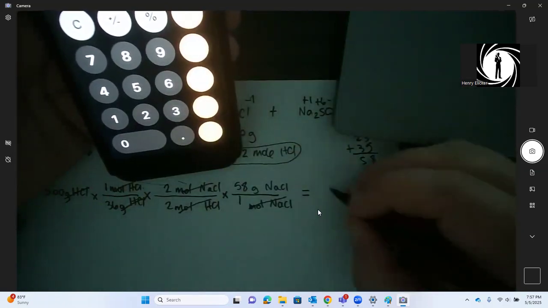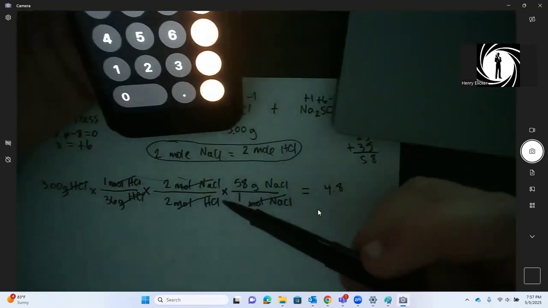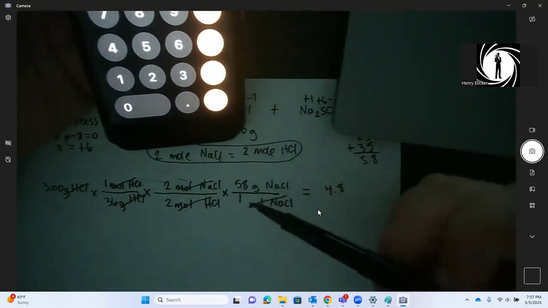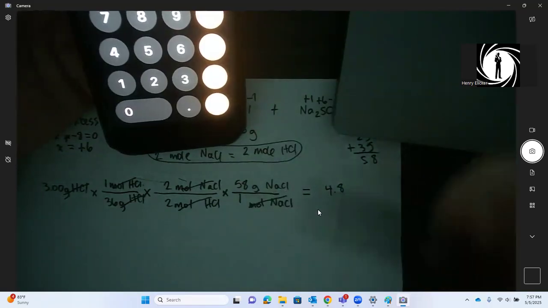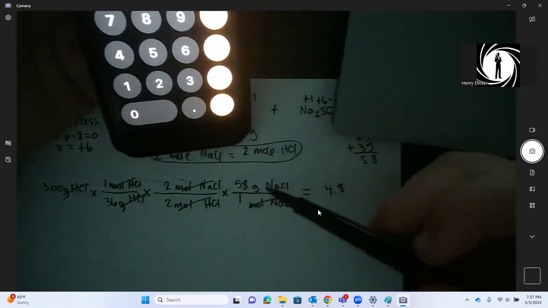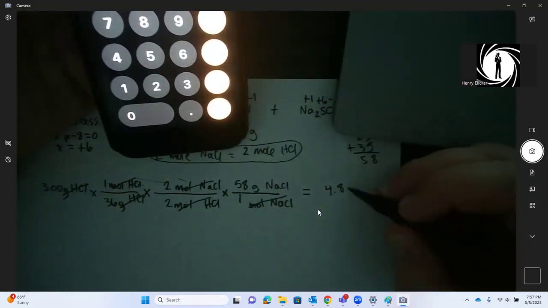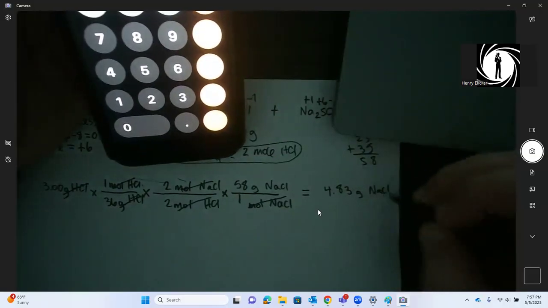There, 3.48. Sig figs: remember, you can't use sig figs from these equivalent quantities. These are known values. Typically, the sig figs can be determined based on your periodic table. So go with your given amount, which was 3.00. That's 3 sig figs. 3.48 grams of NaCl are created.